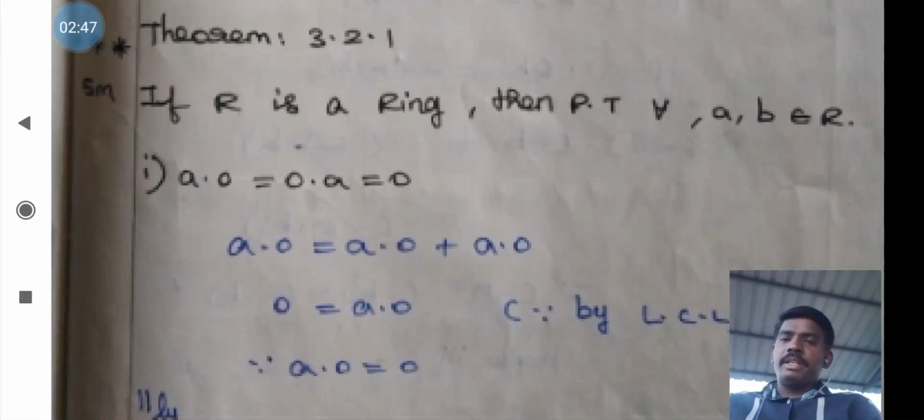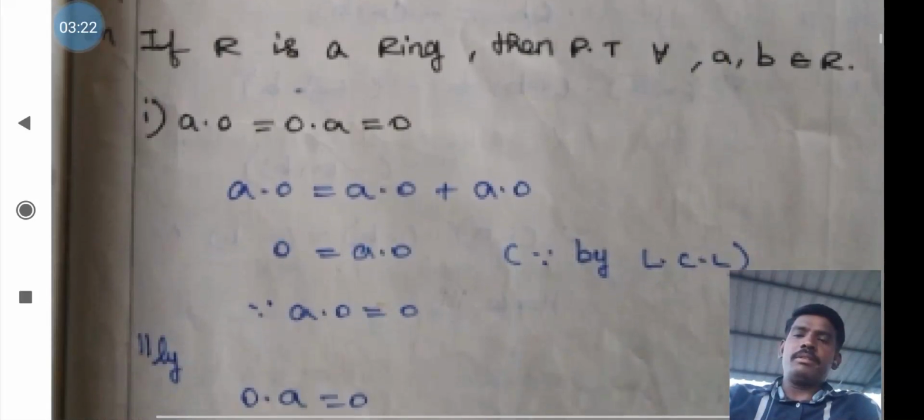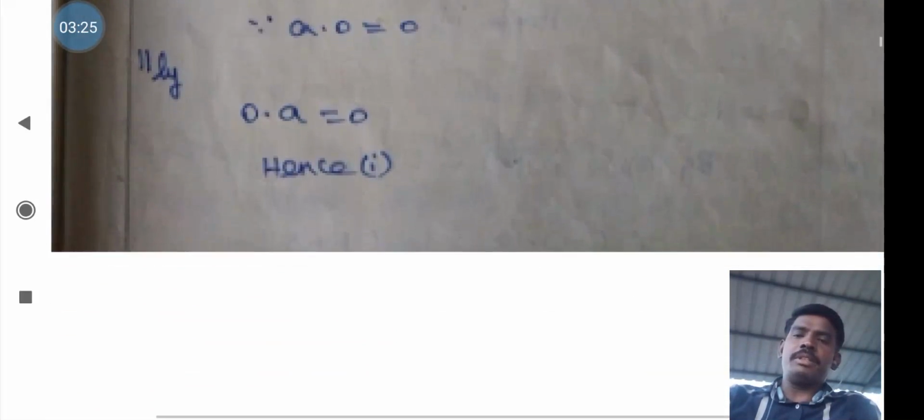In that, first we see the first condition. If R is a ring, then prove that for every a, b belongs to R, a dot 0 equal to 0 dot a equal to 0. First we take a dot 0. This a dot 0 can be written as a dot (0 plus 0). Then by using distributive law, it can be written as a dot 0 plus a dot 0. And again by using left cancellation law under addition, a dot 0 cancels. So we have 0 equal to a dot 0, which means a dot 0 equal to 0. Similarly, 0 dot a equal to 0.